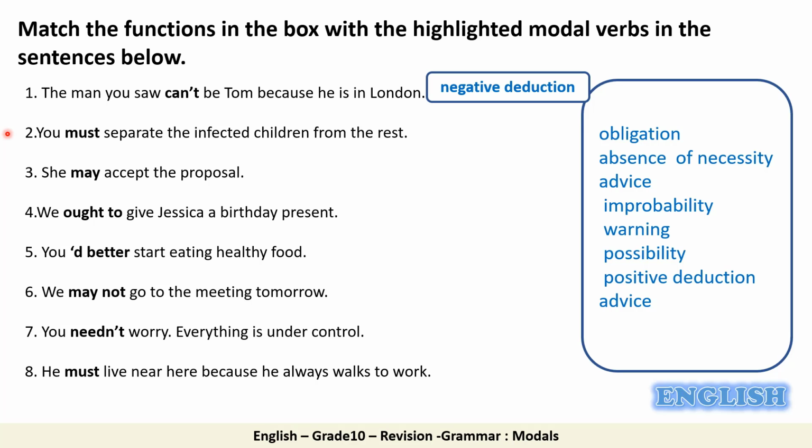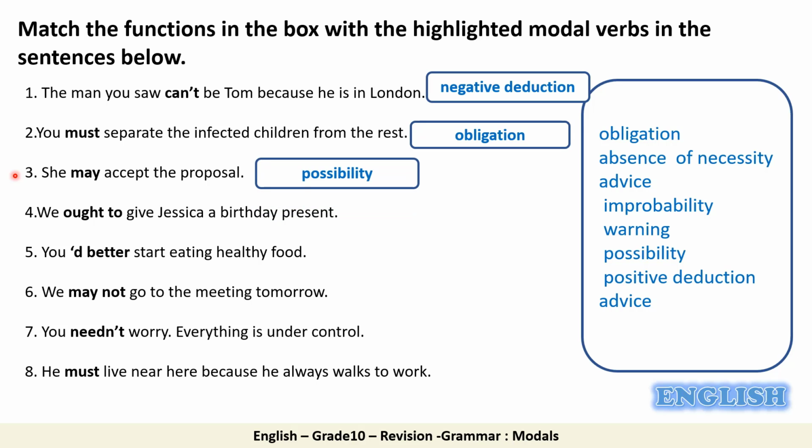Second one, you must separate the infected children from the rest. Must here expresses obligation. Here you can replace must by have to. Very good. You have to separate the infected children from the rest. Good. Now number 3, she may accept the proposal. So here it expresses possibility. Very good. Here may expresses possibility, something that may happen or may not happen.